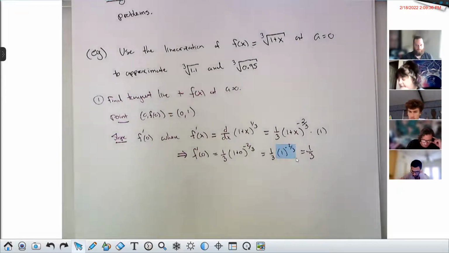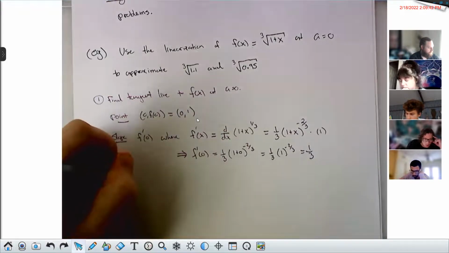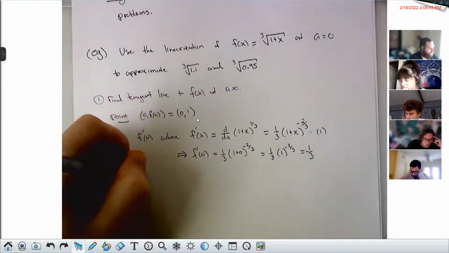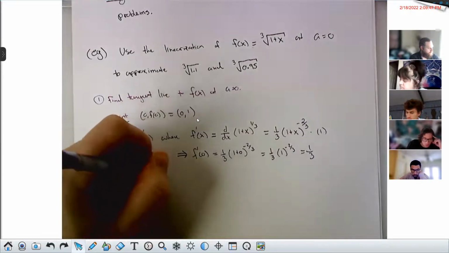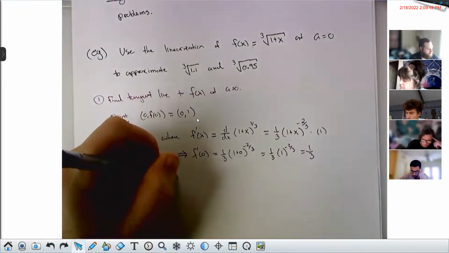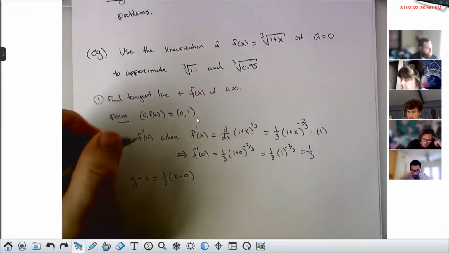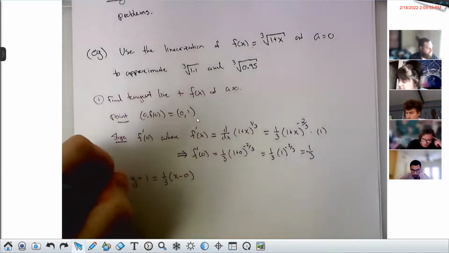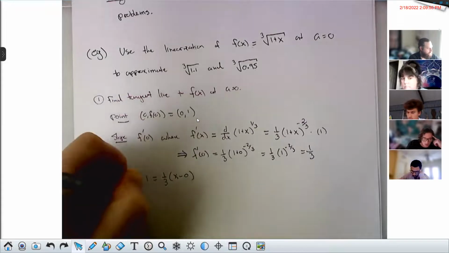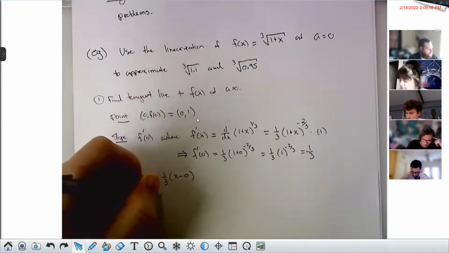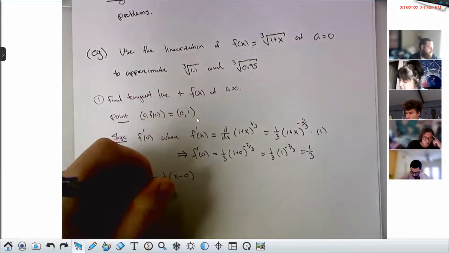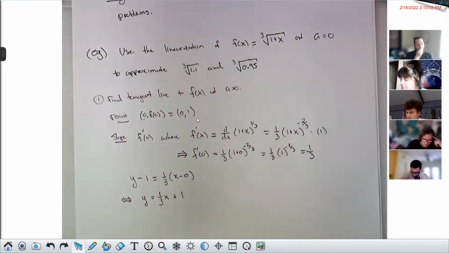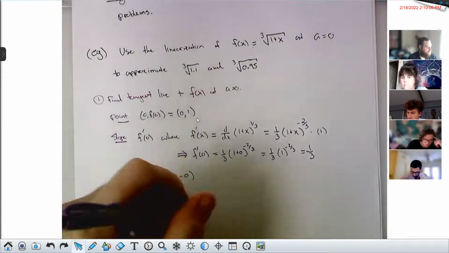Because 1 raised to any power is 1. So my slope is 1/3. My point is (0, 1). The tangent line is y minus 1 equals 1/3 times (x minus 0), which we can rewrite as y equals 1/3 x plus 1. And that means this thing is L of x.